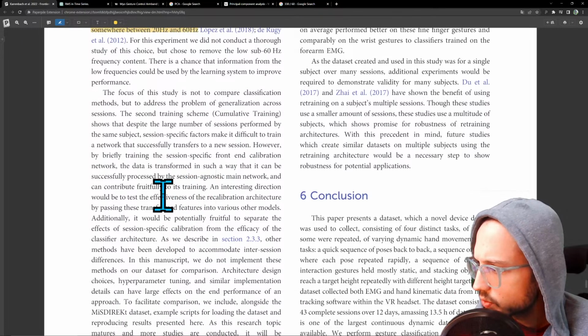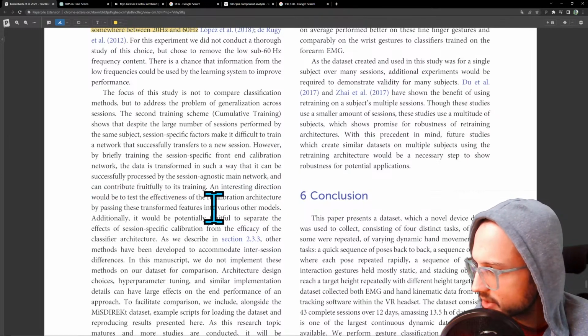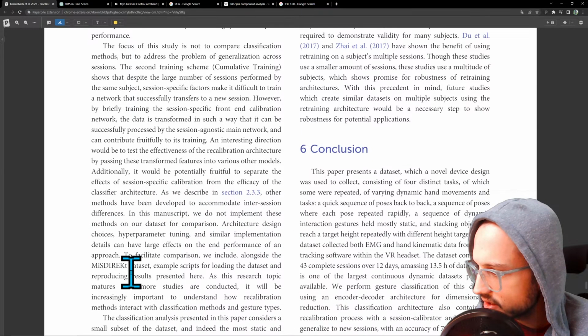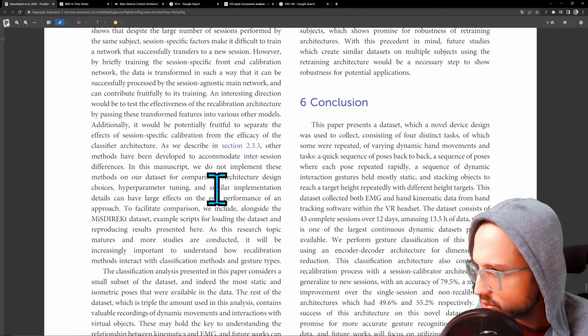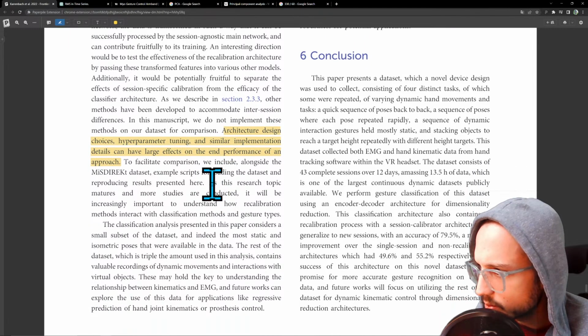An interesting direction would be to test the effectiveness of the recalibration architecture by passing these transformed features into various other models. Yeah, I mean, there's other more interesting things. Do not implement these methods, architecture design choices, hyperparameter tuning. Yeah. I think they could have done this with a transformer and without this encoder-decoder framework.